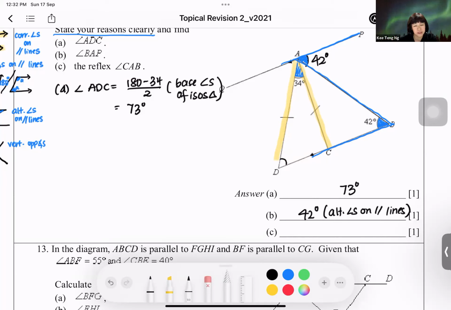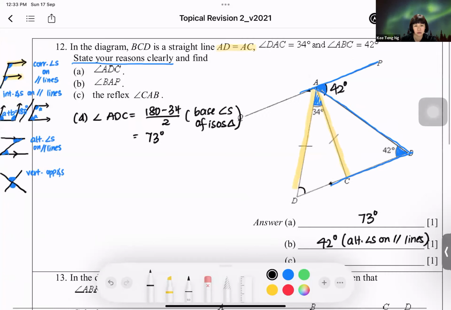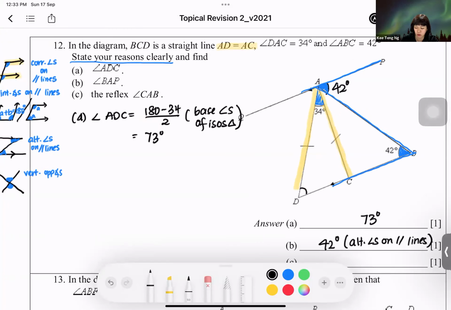Okay, next one, find the reflex angle CAB. What's a reflex angle? Let's do a quick recall. There are different types of angle. Number one, this is called an acute angle. An acute angle is less than 90 degrees.